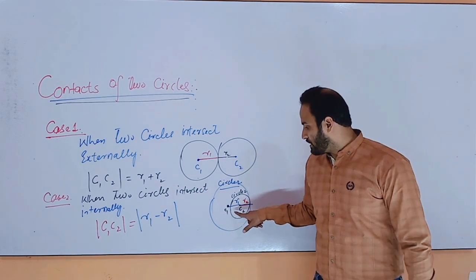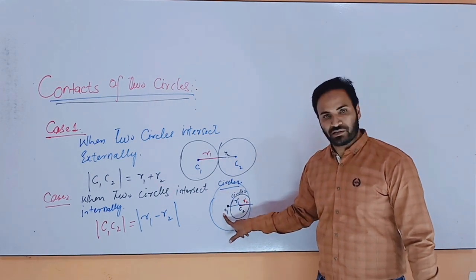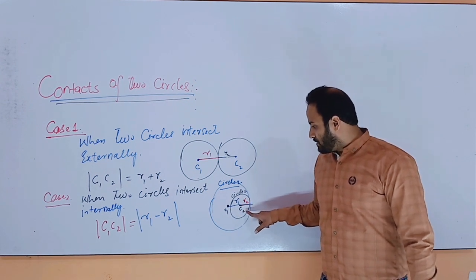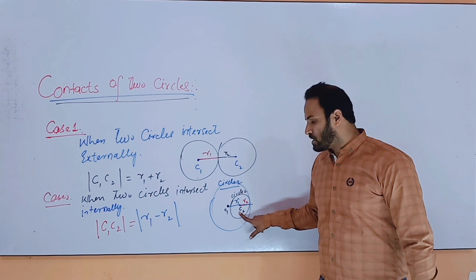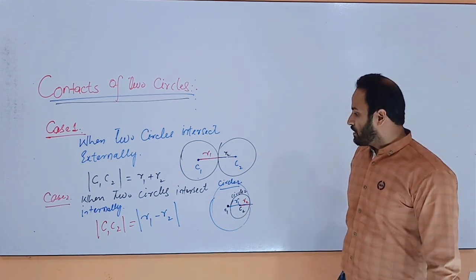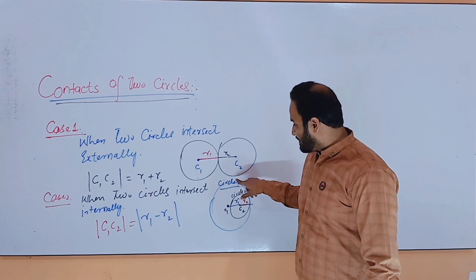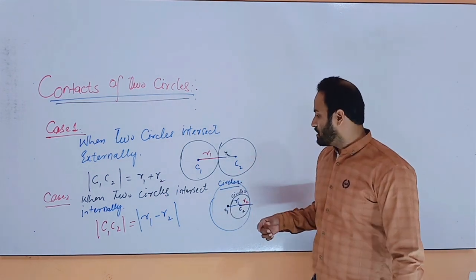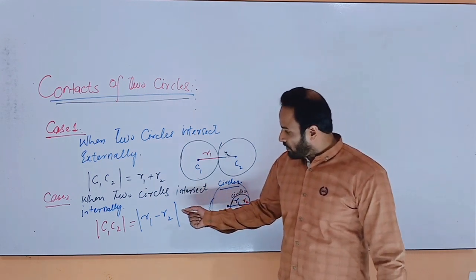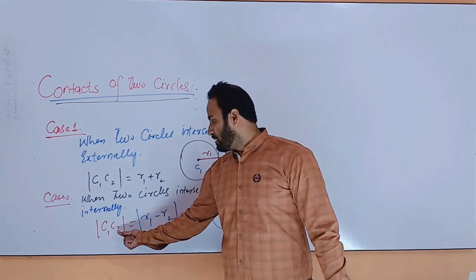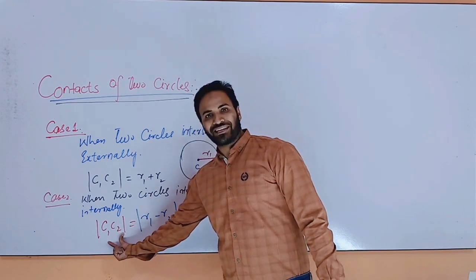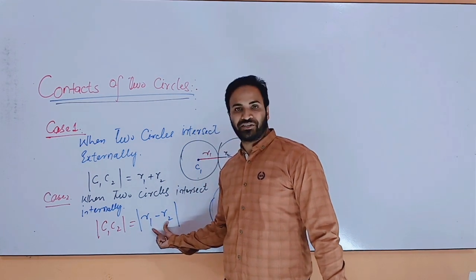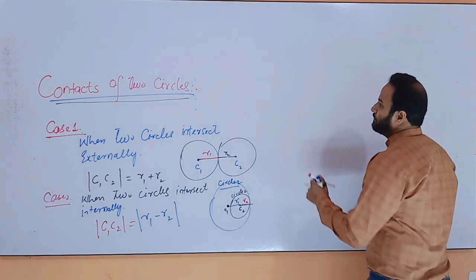Okay, you can see here, this is circle 1 with the center C1 and radius R1, and this is circle 2 with the center C2 and the radius R2. Okay, if the circles intersect each other internally at one point, then this equation should be satisfied. The length between the centers of the circles should be equal to the difference between their radii. Okay, case 3.